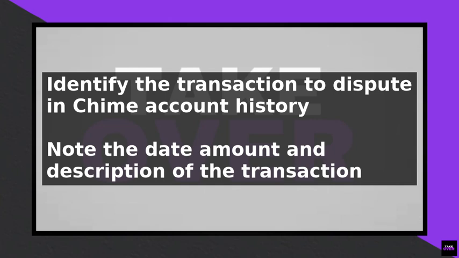Log into your Chime account and review your transaction history to locate the transaction in question. Make sure to note the date, amount, and description of the transaction.